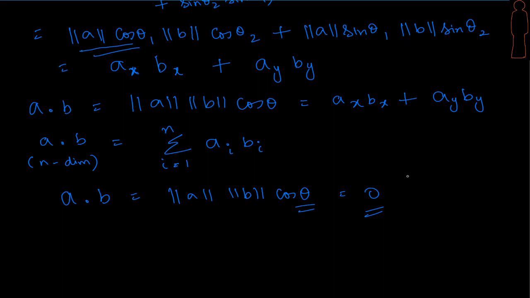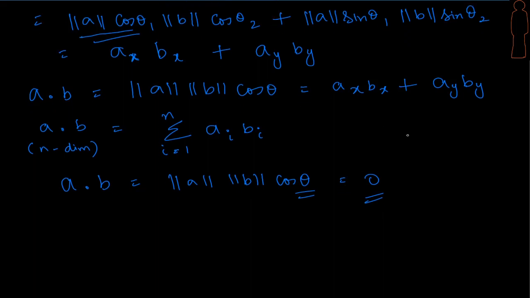Okay, and how is that useful? If I have two vectors, I simply have to multiply their corresponding components and add them up, and if the summation becomes 0, I have discovered something: I can find that these two vectors are perpendicular. So here is a very, very useful property of dot products.